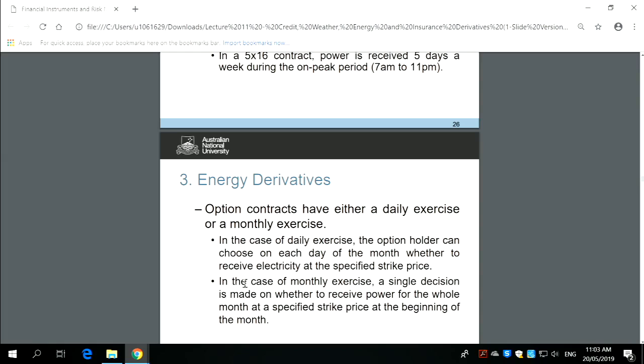And then we have the monthly exercise energy derivative. Basically, the way it works is that at the beginning of each month, you ask yourself, do I need to access this option contract? Do I want to buy a certain amount of electricity for this specified strike price? And with the monthly exercise option, you have less flexibility. So you would expect the monthly contract to sell at a much lower price compared to the daily energy derivative contract.